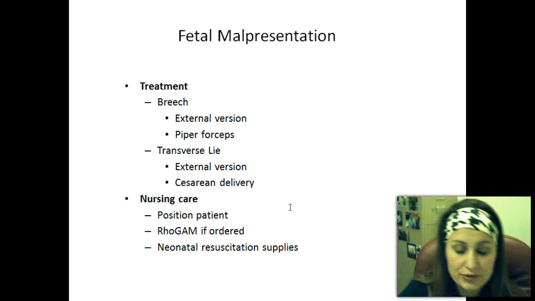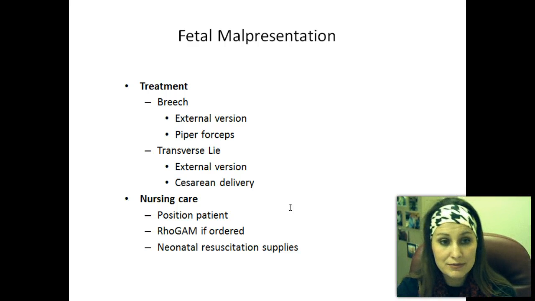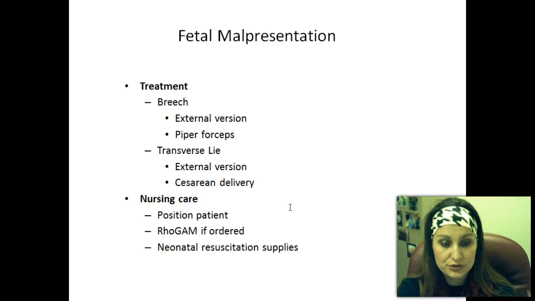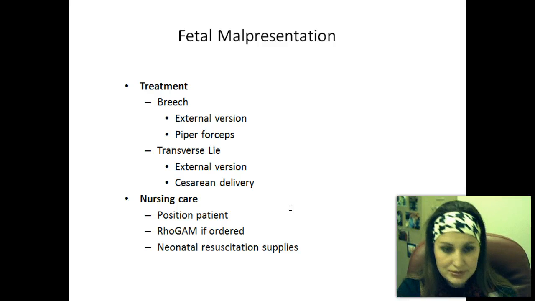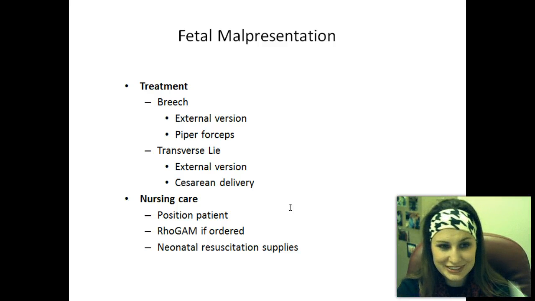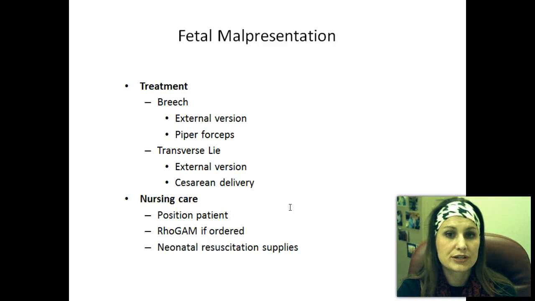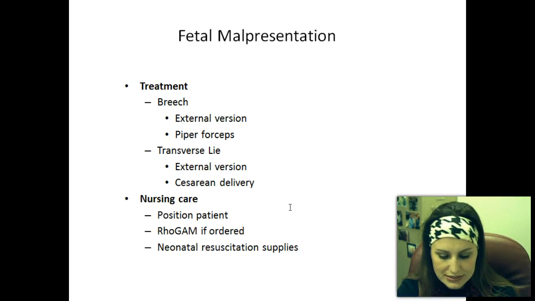Afterwards, as far as nursing care goes, you might be giving the patient some tocolytics, which allow the uterus to relax. If they're ordered, you would give them tocolytics, you would ask them to empty their bladder, and then the procedure is very uncomfortable, and we don't ever want to lie to the mom about this. It is painful, and then after the procedure, to all the Rh negative moms, you will administer RhoGAM, so that kind of tells you how painful it is.